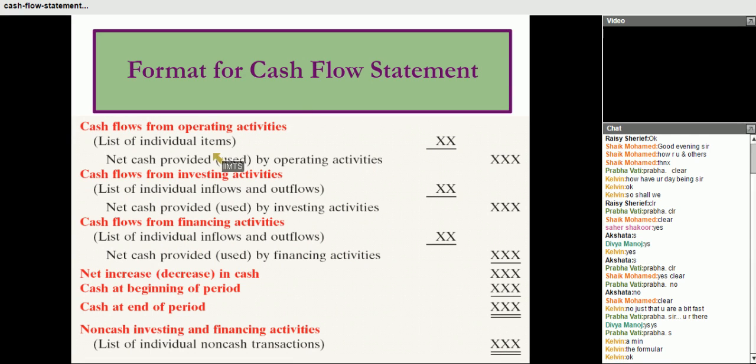This is the format for the cash flow statement. So first we will calculate the cash flow from operating activities, then from investing activities, then from financing activities. Right. So suppose in cash flow from operating activity, we will list down the individual items. Then we will calculate the net cash provided by operating activity. Here also we will list down the inflows and the outflows. And after these three comes net increase or decrease in cash, cash at the beginning of the period, cash at the end of the period, non-cash investing and financing activity. So this is just the format.